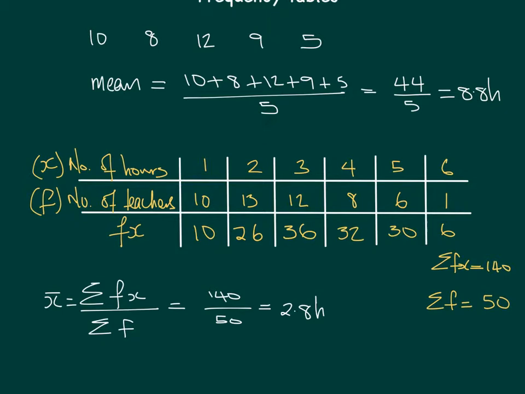If we were dealing with people or something like that, that we can't have 0.8 of a person, then you would have needed to round this up. But because we're dealing with the number of hours teachers spend marking books, 2.8 is just fine. So we can leave it at that. All right. And that's basically how you find a mean from grouped data.